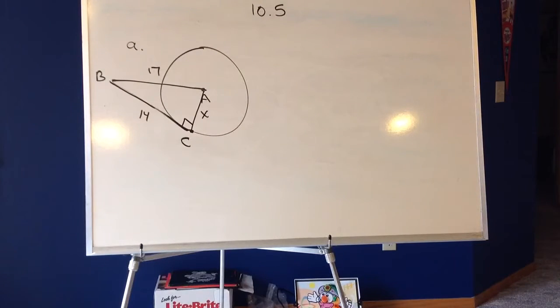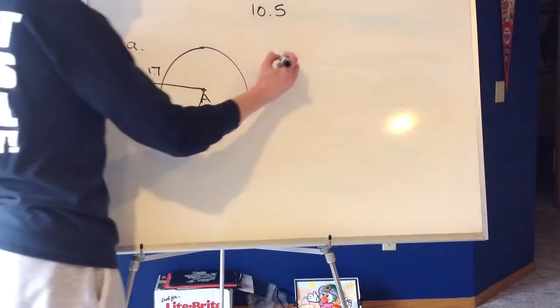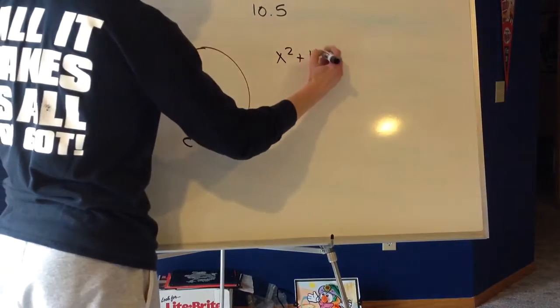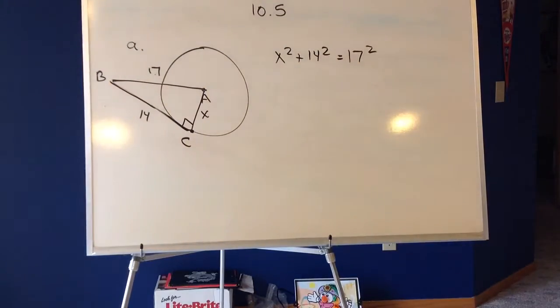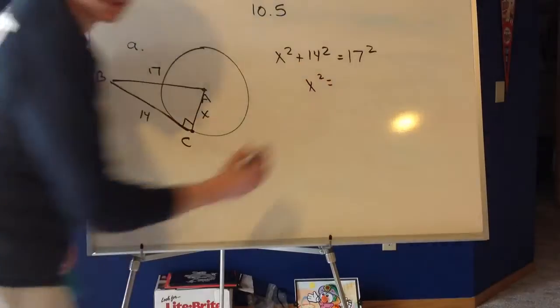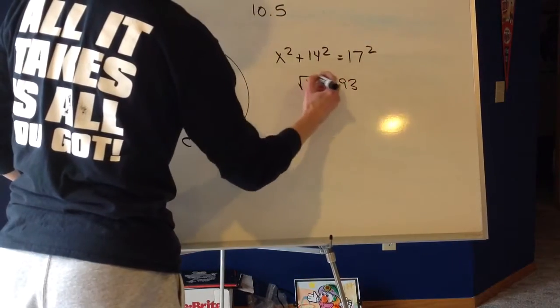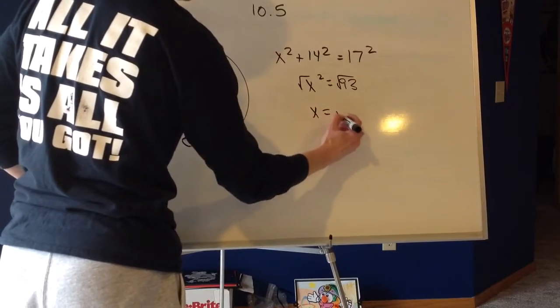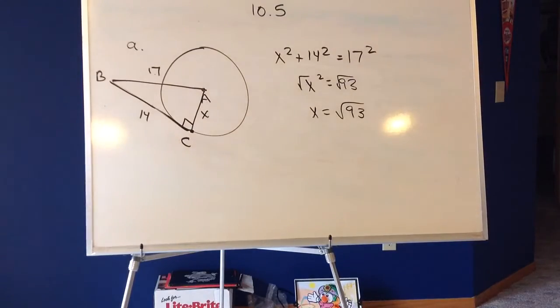Now if you look at your right triangle, you have two sides looking for a third side, which means we want to use the Pythagorean theorem. Again, 17 will be the hypotenuse, so I'll have x squared plus 14 squared equals 17 squared for this one. If you subtract them, you end up getting 93. 93 does not have any perfect squares that go into it, so we will just leave our answer as the square root of 93.